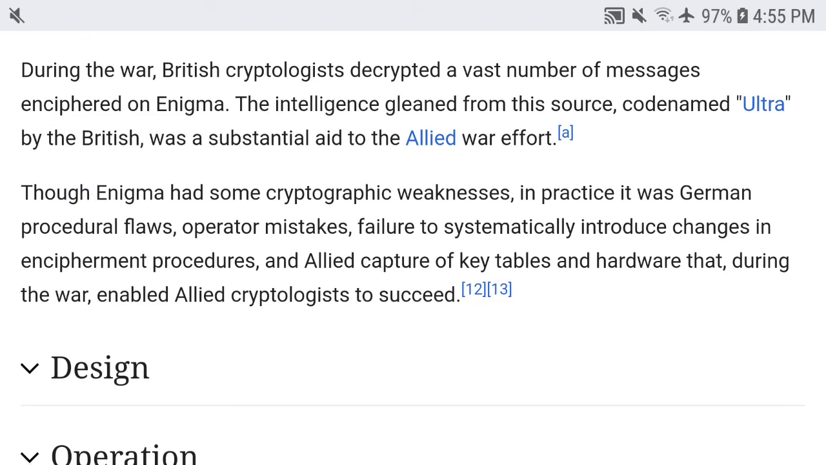Though Enigma had some cryptographic weaknesses, in practice it was German procedural flaws, operator mistakes, failure to systematically introduce changes in encipherment procedures, and capture of key tables and hardware that enabled Allied cryptologists to succeed. Oh yeah, okay, I guess it makes sense as well. A computer can work flawlessly. However, the person behind the desk will not, right? They're just human. So the flaw is actually in the hands of the people using it.